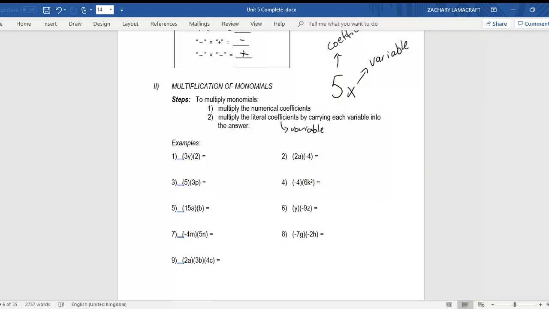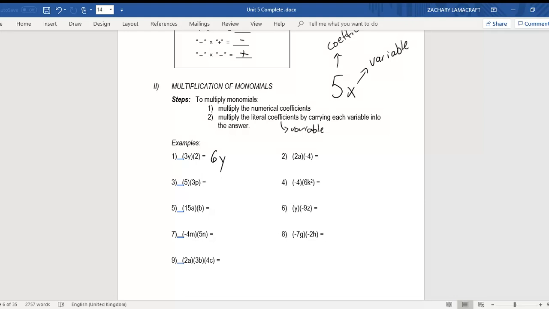So 3y times 2. Anytime we have two brackets beside each other, we know it's multiplication, and for each of the examples below, you're going to see that it is multiplication. So 3y times 2, first we do the numerical coefficients, 3 times 2 is 6. Then we do the literal, y times, well, it's just y by itself. So the answer is 6y.